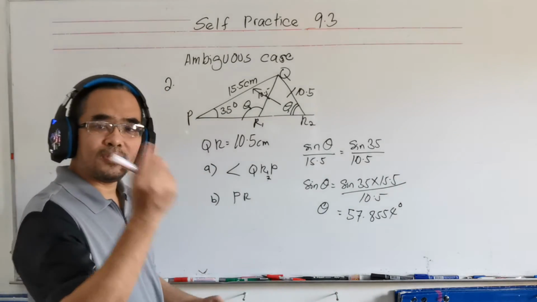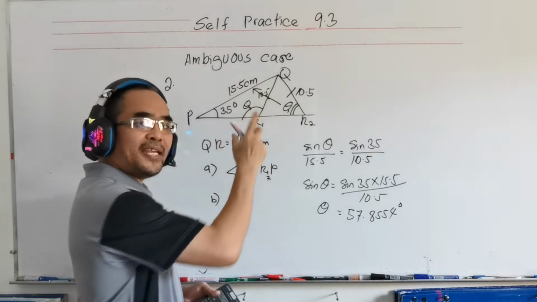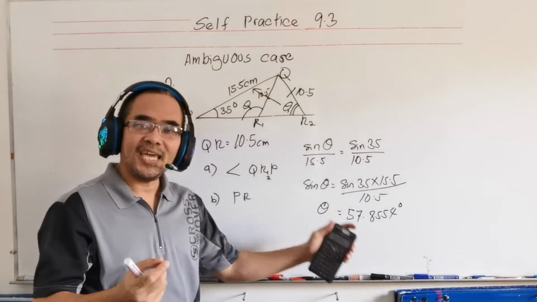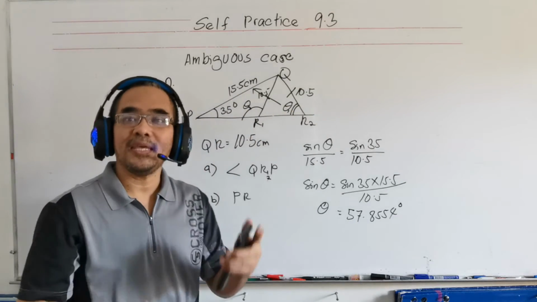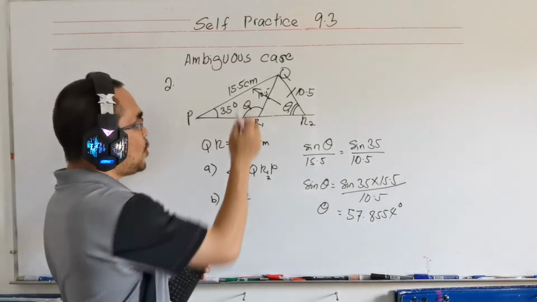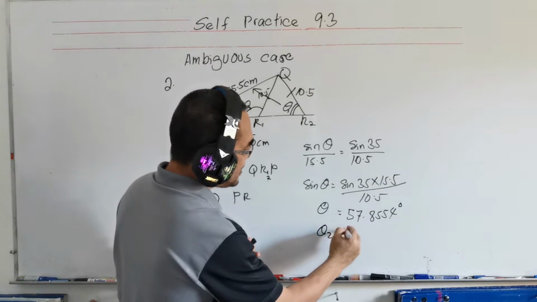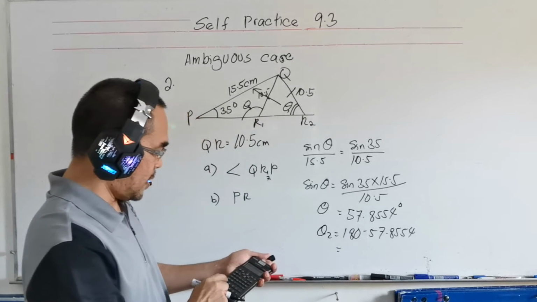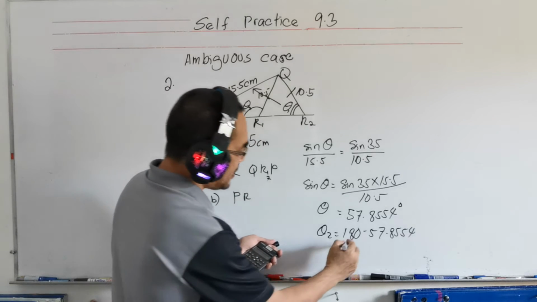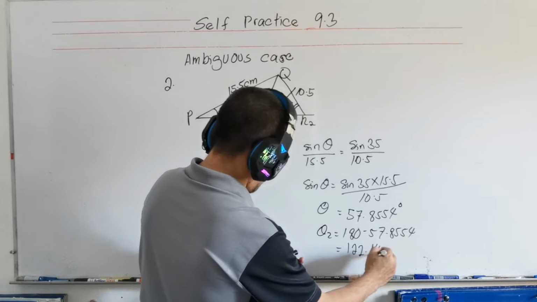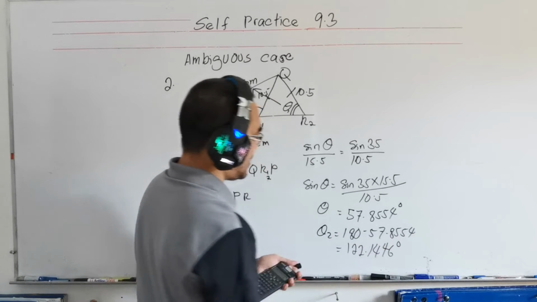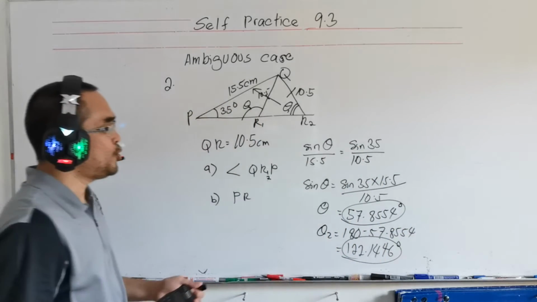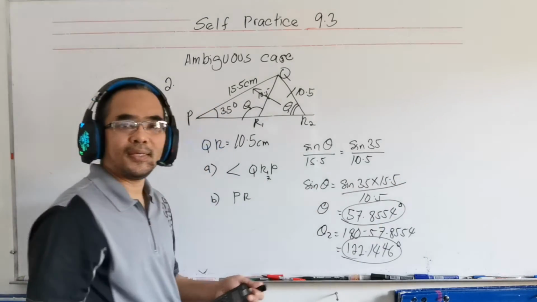Then you use the protractor, and you will find that the angle here is about 120 degrees. So what is the relationship between 60 and 120? These two, if you add, will equal 180. So in order to know theta 2, it is just 180 minus 57.8554. So 180 minus the answer, then you get 122.1446 degrees. So these are the two answers, 1 and 2. You should state and write down this and that.